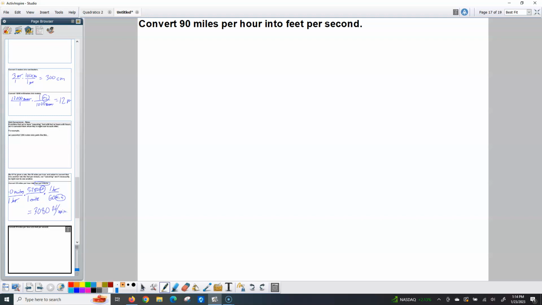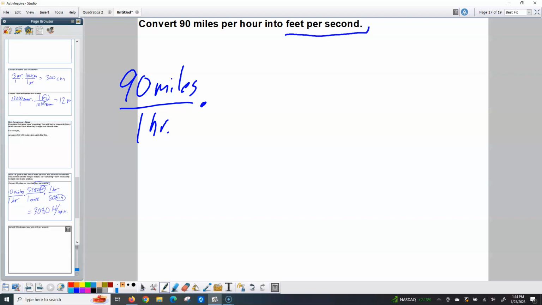Convert 90 miles per hour into feet per second. So this is just going to be one more step. We're going to convert it into feet per minute, and then we're going to change it into seconds. So we'll start with the 90 miles per 1 hour. And I want it to be in feet per second. So I got to change the miles to feet.